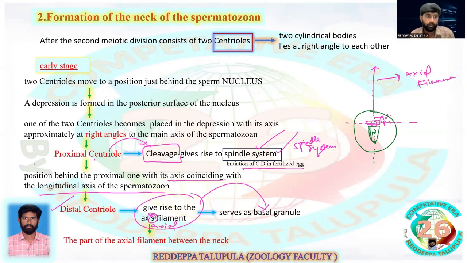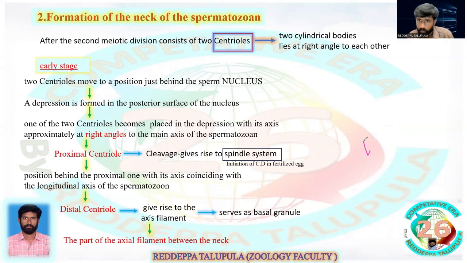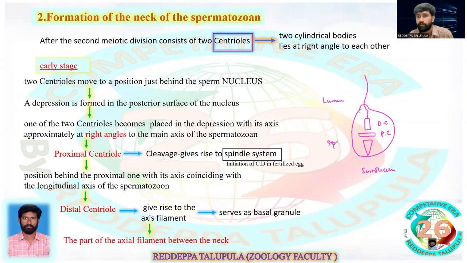Okay. Now, if you see clearly, here the nucleus will be, this will be the PC, and this the DC, that means distal centriole. This side will be the Sertoli cells, from where the axoneme develops. It is the lumen side. The structure will be like this. See, it is the spermatid, which is undergoing differentiation.